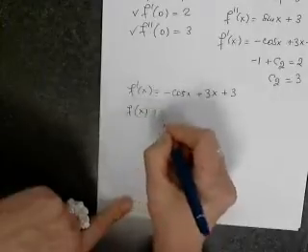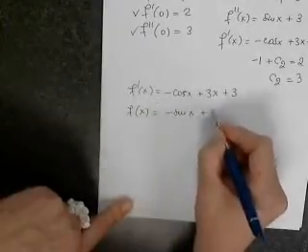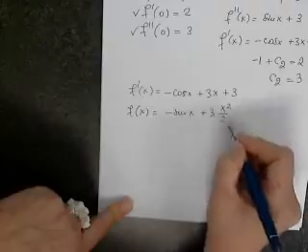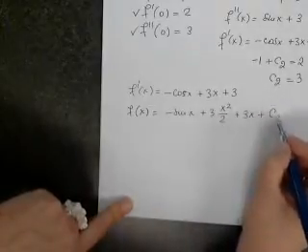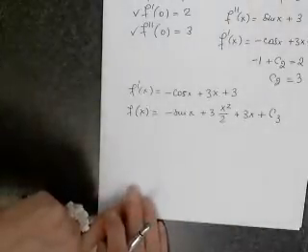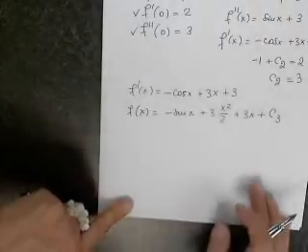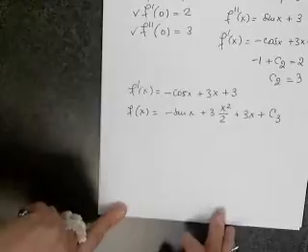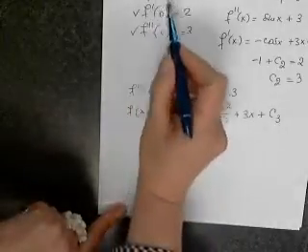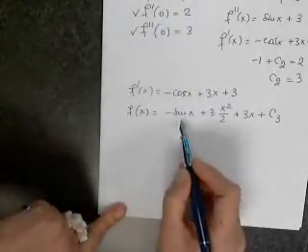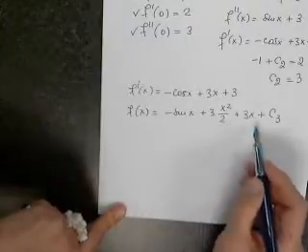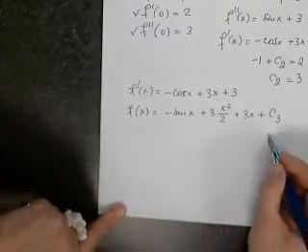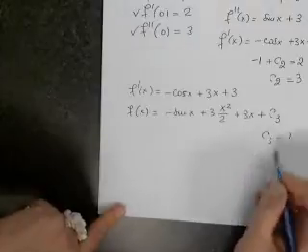So f is negative sine x plus 3x squared over 2 plus 3x plus c sub 0. It doesn't matter how you denote it, but you can denote it by a, b, and c. It doesn't matter. So now we know that f of 0 is 1. Sine 0 is 0, when x is 0. This one, x is 0. So then c3 has got to be 1.